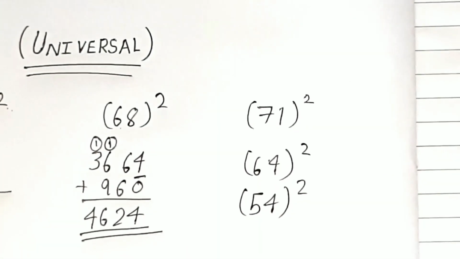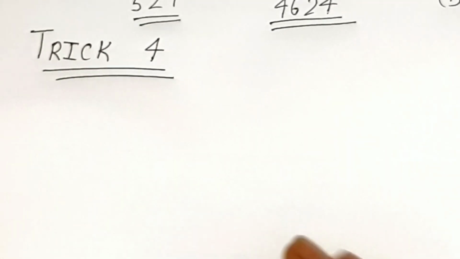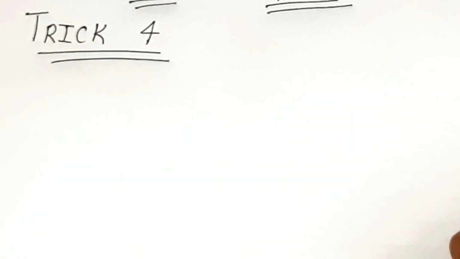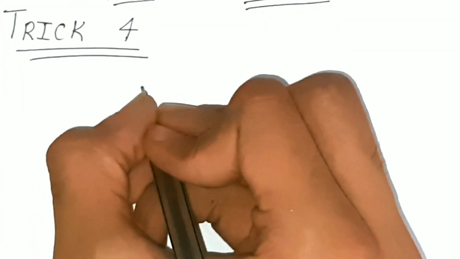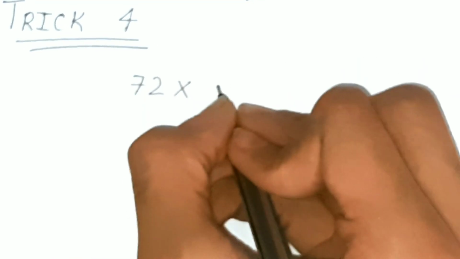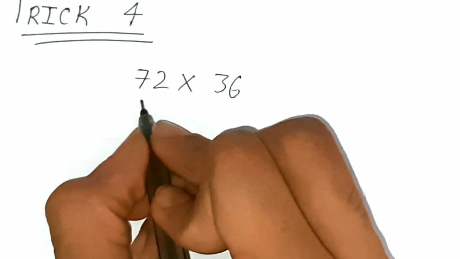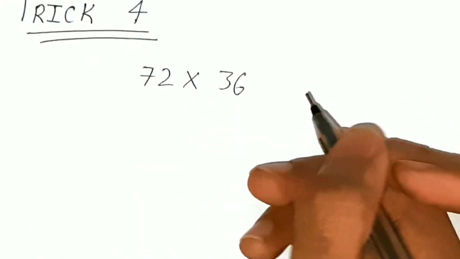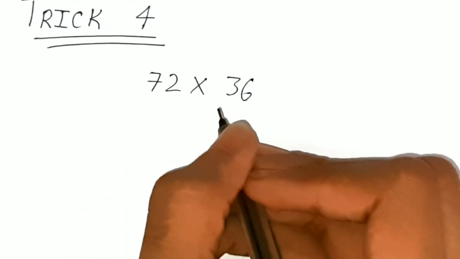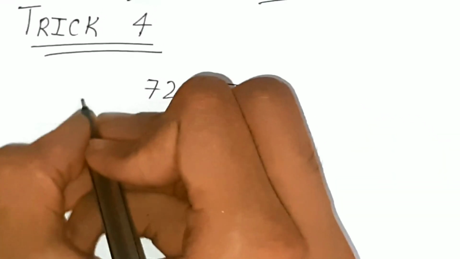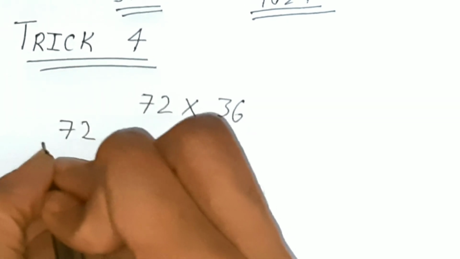Now we have trick number 4. We have done a lot of squaring and square numbers. Now let's try multiplying numbers. This is also a universal trick. So you can multiply any numbers, doesn't matter. So let's take an example of, we'll say 72 into 36. Now we'll write them, instead of writing horizontally, we'll write them vertically. So we'll write 72 and then below it we'll write 36. So we have 72 into 36.